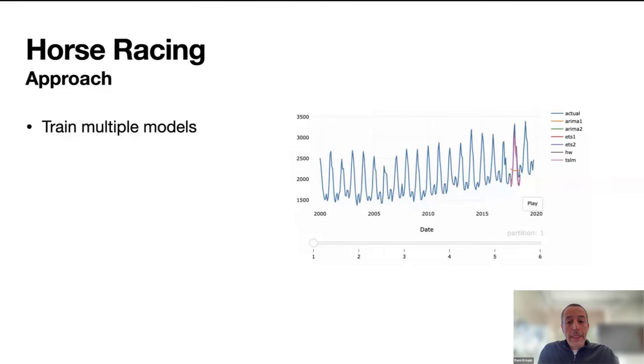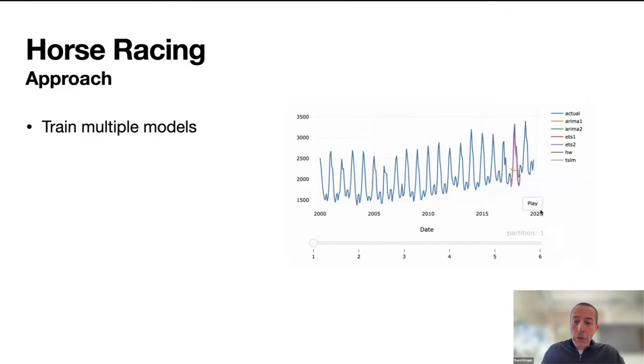The idea in horse racing, as it sounds, is that you take multiple models and run a race between those models. In this example, we're taking time series data. We split it and use backtesting as a training approach. We split the data into multiple training and testing partitions, which is the equivalent of cross-validation in machine learning. We train each of those models on each training partition and evaluate the performance on the corresponding testing partition. The main difference between this and cross-validation is that the split of the partition is not random because it's a time series. But essentially, the idea is the same.